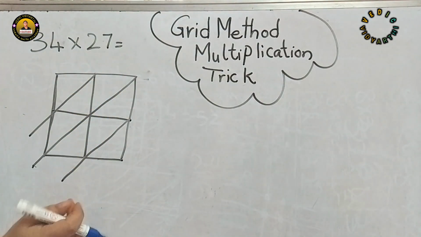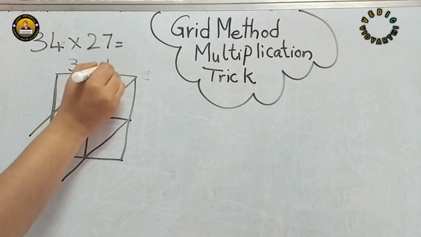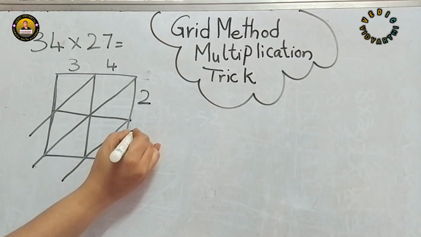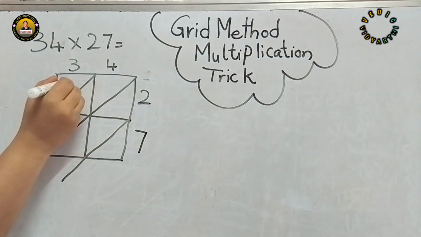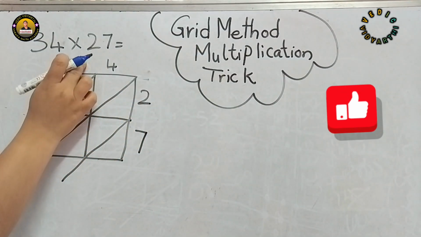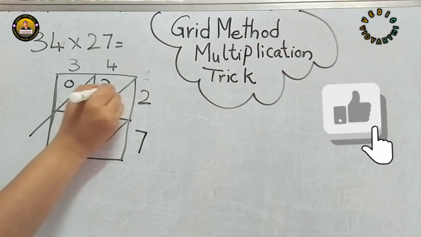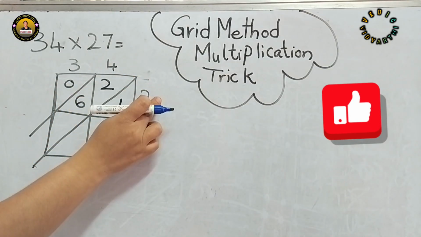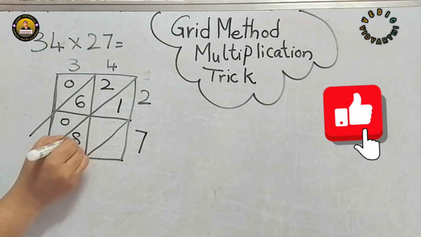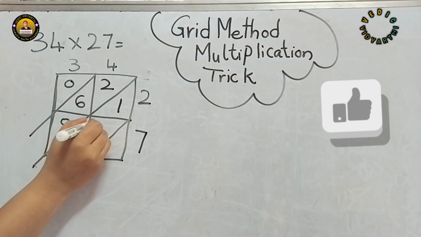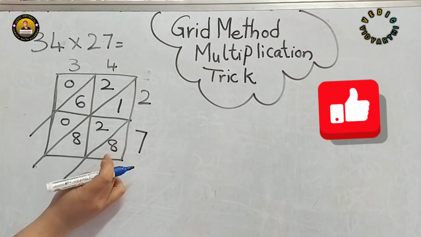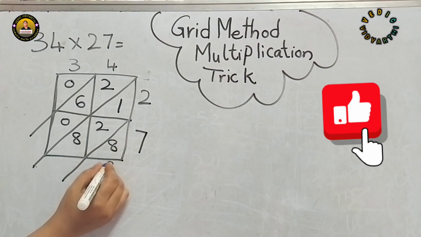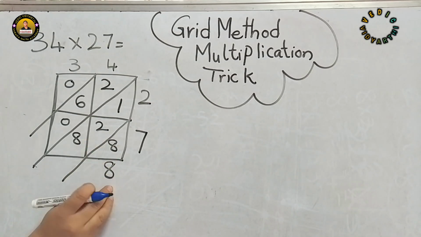Now let's go over 34 multiplied with 27. 34 on the top, 27 on the side, children. 3 times 2 is 6. 3 times 7 is 21. 4 times 2 is 8. 4 times 7 is 28. Now how many numbers do we have here? Only one number, 8. Carry the 8 as it is.